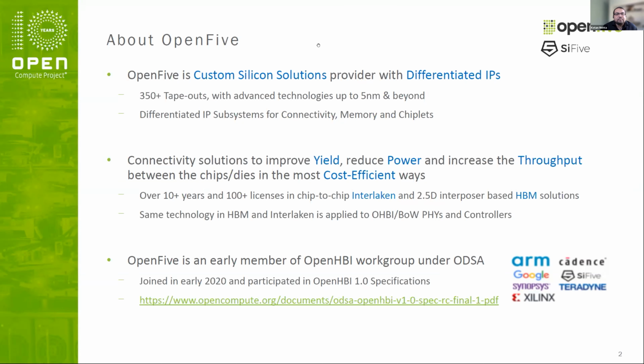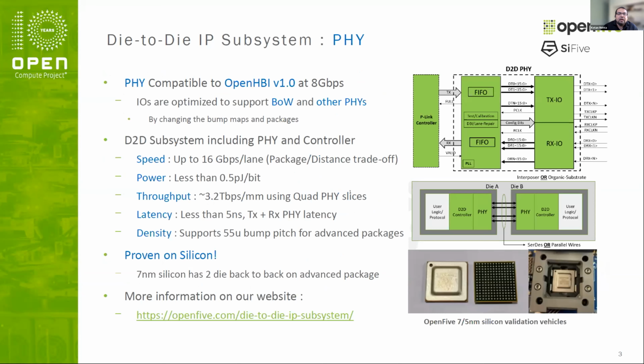Next slide, please. So in terms of the ODSA, we support the PHY which is compatible to Open HBI version 1.0 spec, which has already been published. It runs at 8 gigabit per second. In fact, our IOs are optimized to support the BOW draft that Papi mentioned earlier as well, including other PHYs. We have changed the termination and the driving circuit to be compatible with other specifications as well.